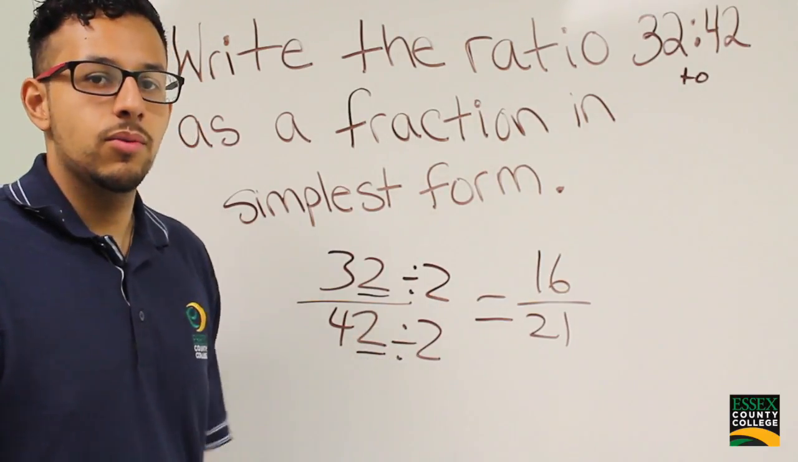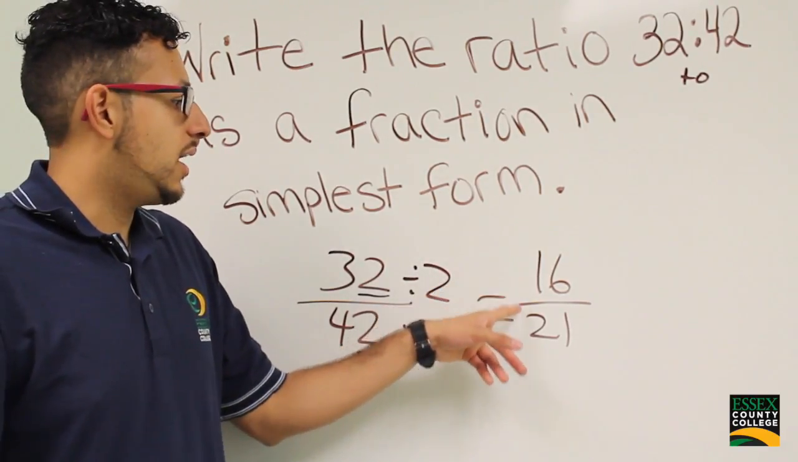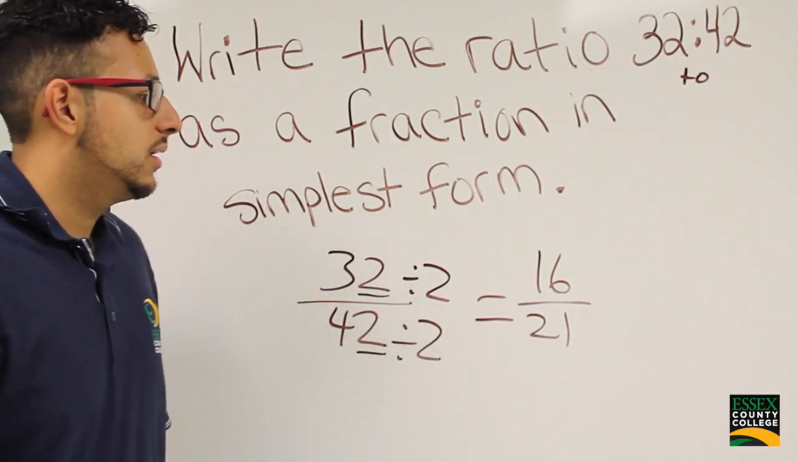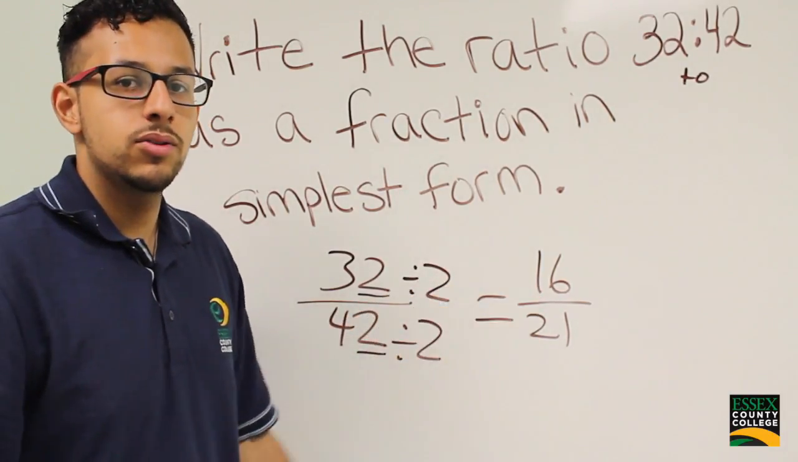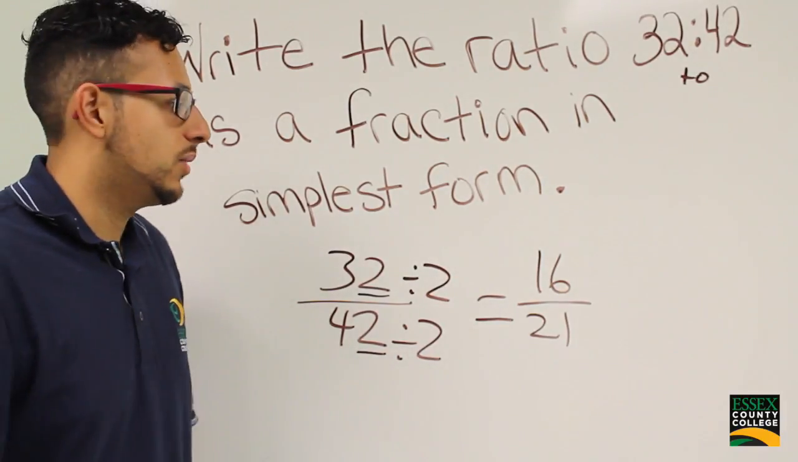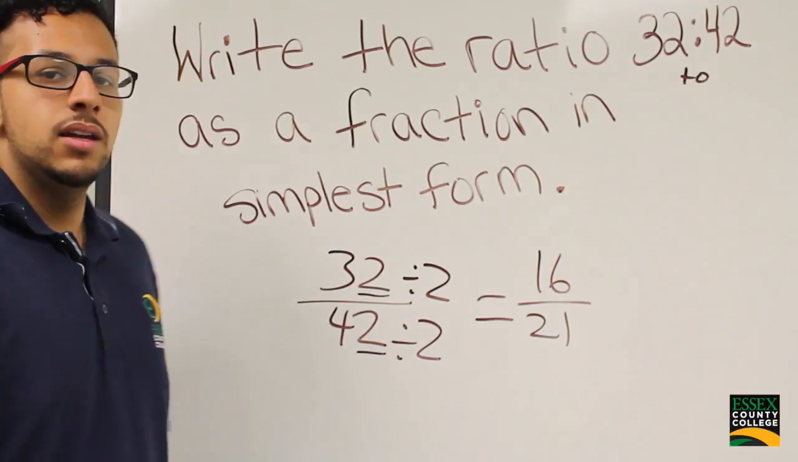5 can't go into either one of them. 6 can't go into both of them. 7 can go into 21, but can't go into 16. 8 can go into 16, but can't go into 21. So we see that there is no common factor between 16 and 21. So that's in simplest form.